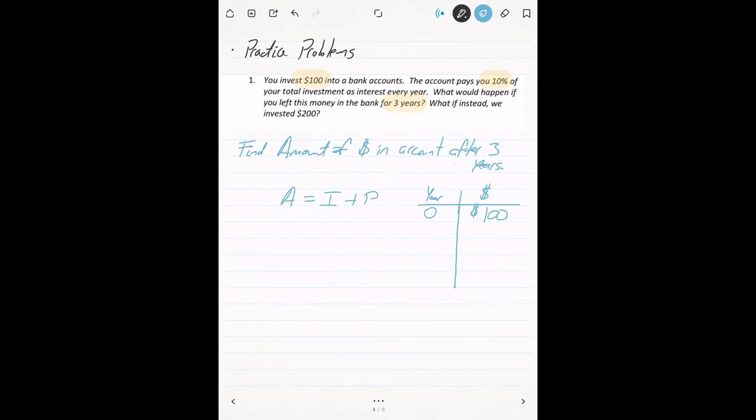Now, after 1 year, so let's say you put money in January. By December, it's been 1 year. The bank will say, take your $100 and we're going to give you 10% of what you initially put in. Well, how much money is that? How much would you say? 10% of what we initially put in. Well, if it's $100 and we get 10% of that, that's just $10. So we're going to get $10 every single year.